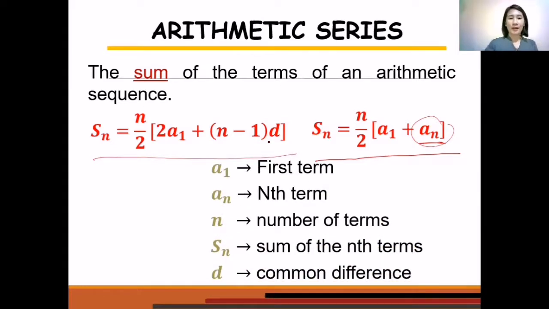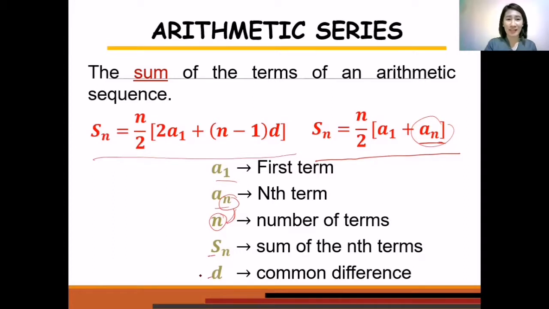So let us now talk about the parts. Again, when we say A sub 1, that is just the first term. A sub n, that is the nth term or the last term involved. Again, whatever n you have here, they should be the same for the number of terms. S sub n, since it is now denoted by S, we're now dealing with the sum or the series of the sequence. And D, of course, is still the common difference. Okay, we're done with arithmetic.